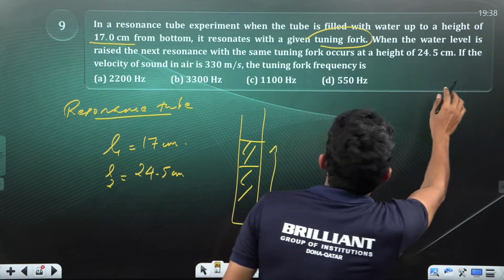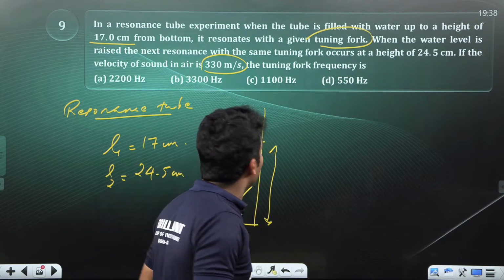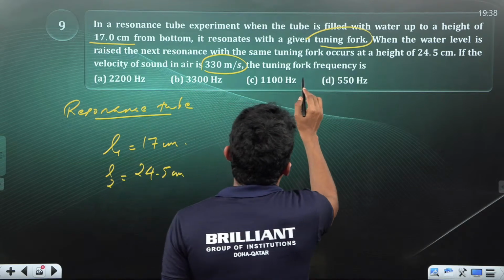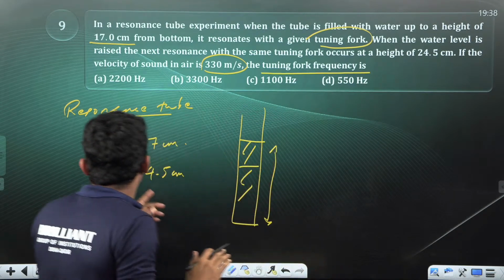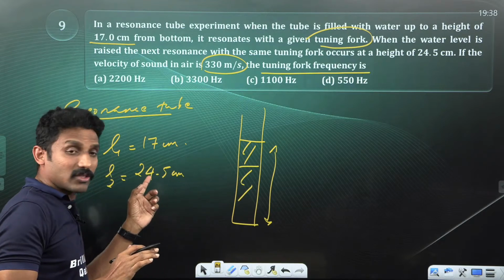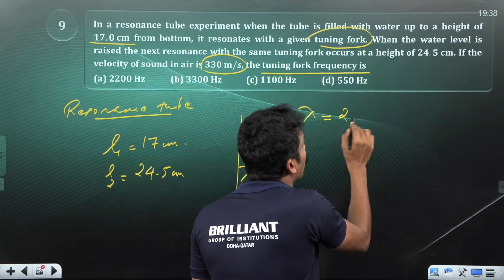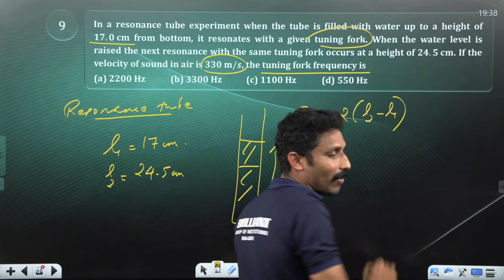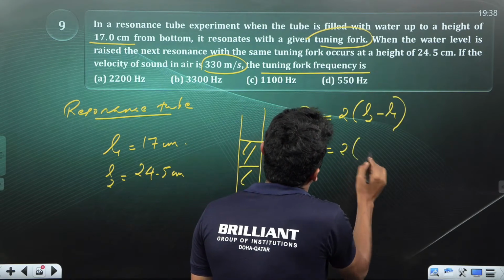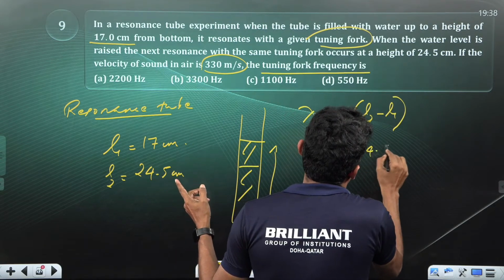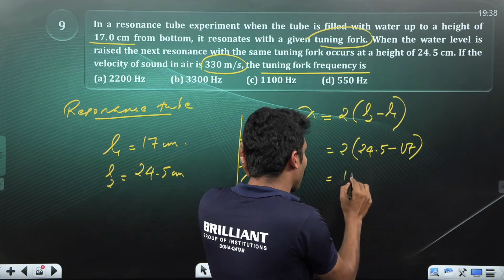Okay, now if the velocity of sound in air is 330 meter per second, then what is the tuning fork frequency? See, there is a direct relation between the first resonance length, the second resonance length and the wavelength of the wave. Wavelength of the wave is twice of L2 minus L1. Twice of 24.5 minus 17, we got this as 15 centimeter.